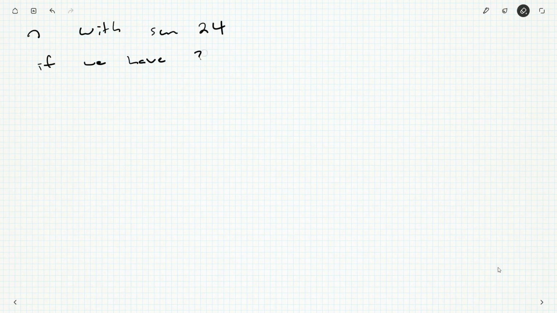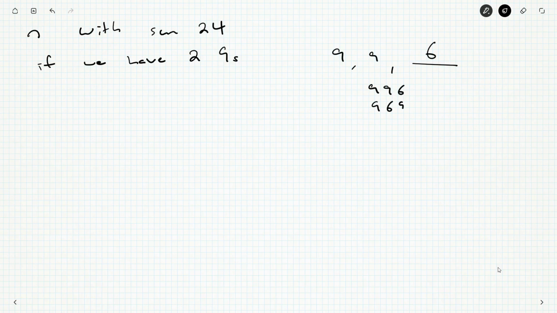Knowing that there are some that'll work, what's the best way to write this out? The n with a digital sum of 24. If we have 3 9s, that's impossible, but we could have 2 9s. We have 9, 9, and we must have a 6. And this gives us 3 numbers: 996, 969, and 699. So that's 3 possible n.